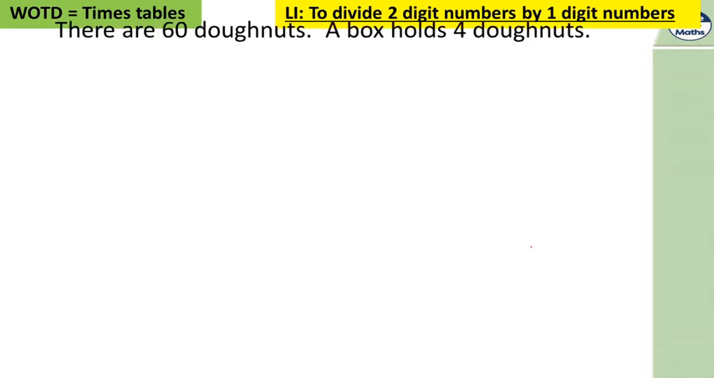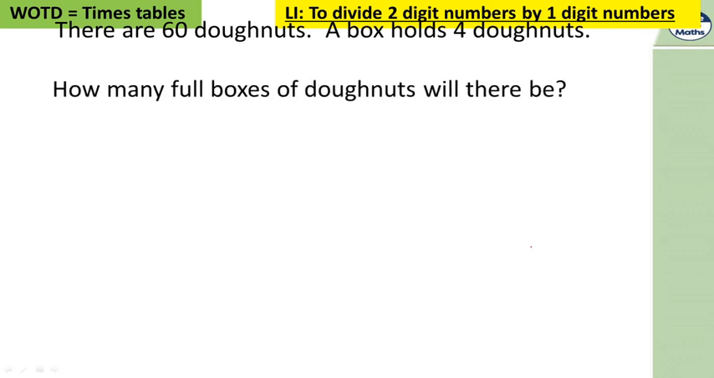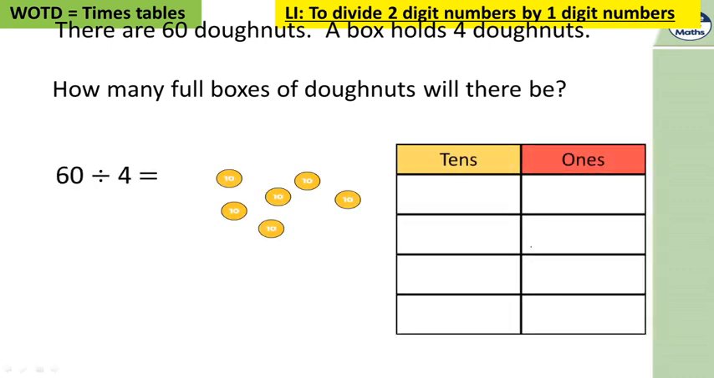There are 60 donuts. A box holds 4 donuts. How many full boxes of donuts will there be? So we've got 60 divided by 4. I've got my 6 10s here and I'll just divide them into 4 equal groups. So I can put 4 of those 10s in to be equal groups. I've got 2 10s left over.